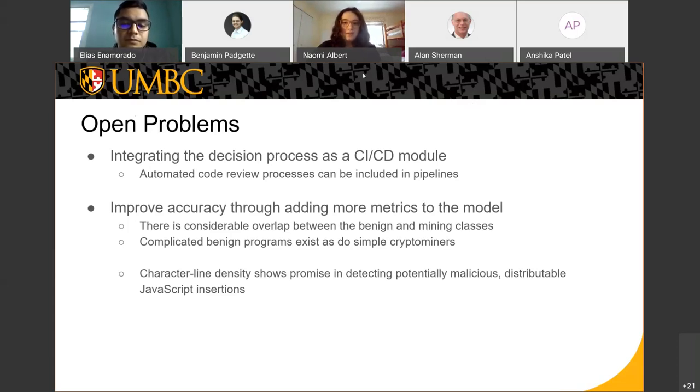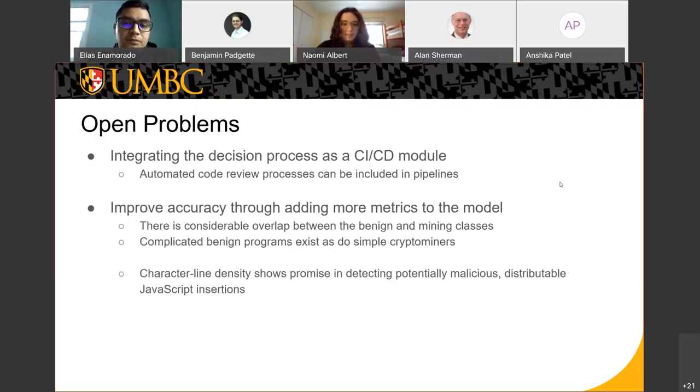Yep. And another open problem surrounds adding more metrics to make our model better and more accurate. Like we saw in some of the graphics, there is sometimes some overlap between the miners and the non-miners. So we can't always conclusively tell if something is malicious based solely on the complexity. So we would like to add more, possibly like the character line density, like that is shown in the third bullet, or some other metrics that can make our model more accurate. We think that that's a pretty nice open problem.